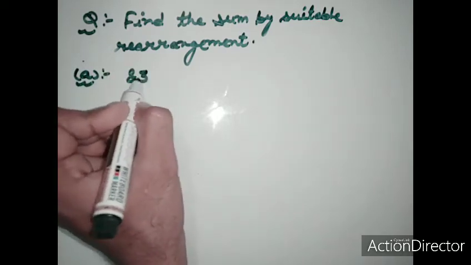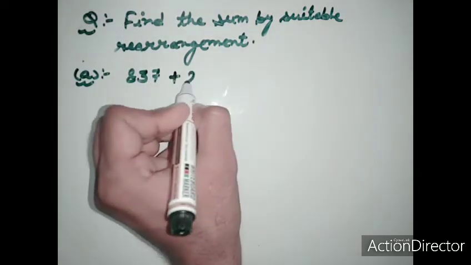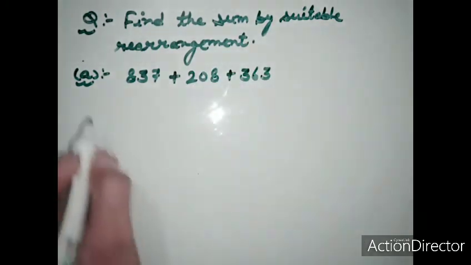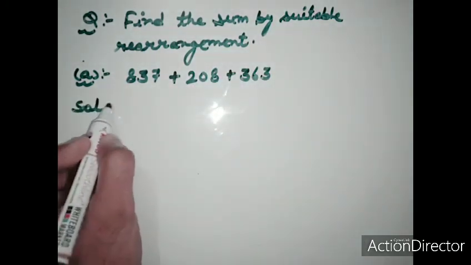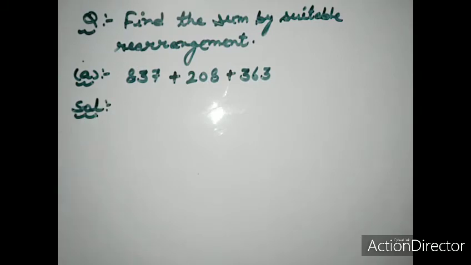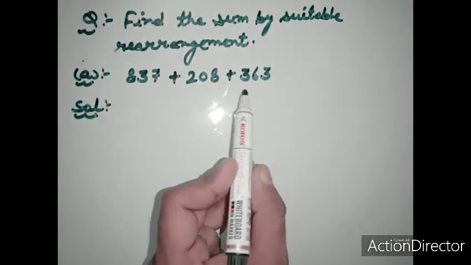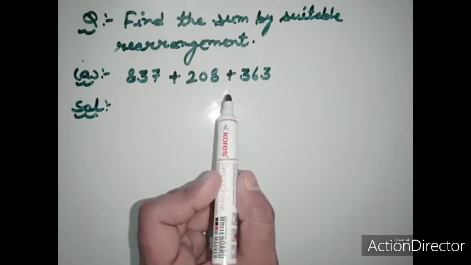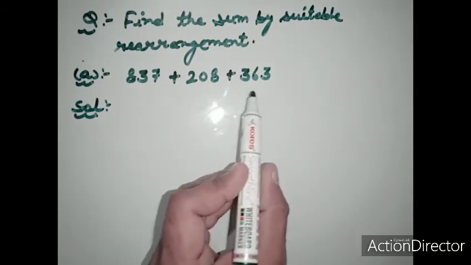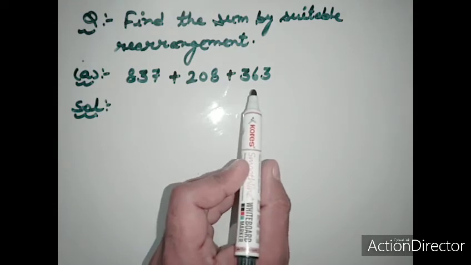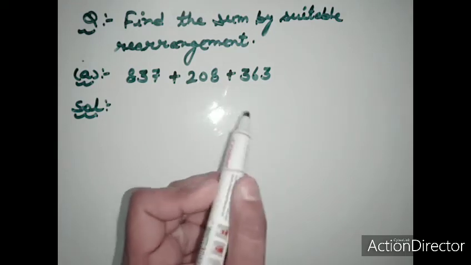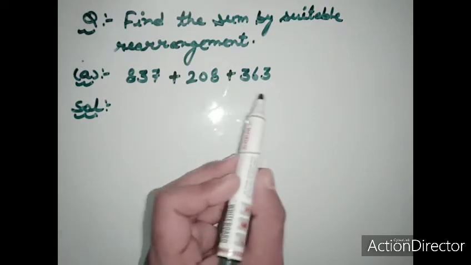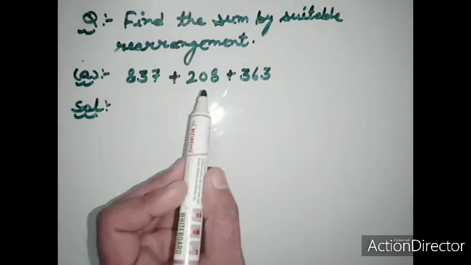Now here we write 837 plus 208 plus 363. Now students, here we arrange these numbers to get multiples of 10, 100, 1000 and these types of numbers, because in these types of addition it is very easy to add the other numbers.